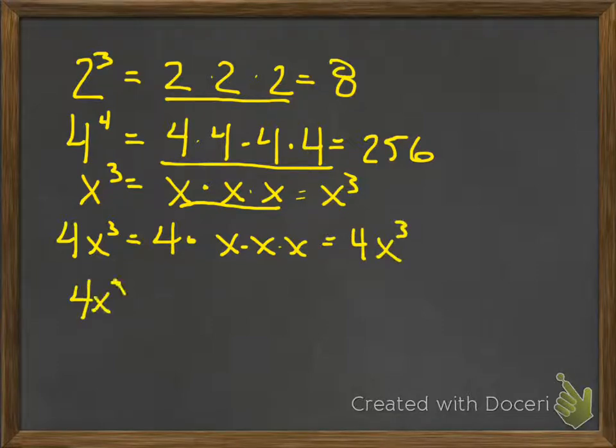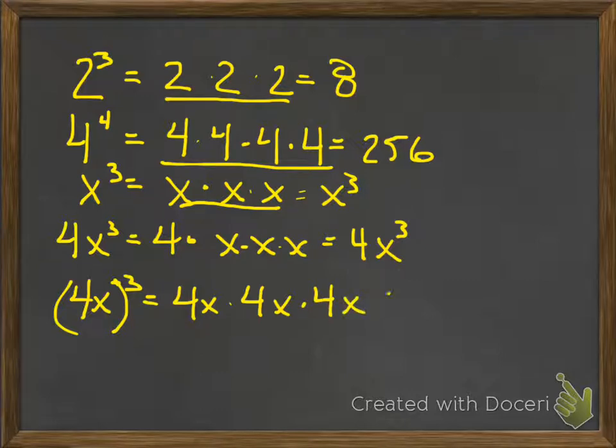But notice the difference between that and when I put it in parentheses. Now when I say (4x) raised to the third power, however you want to think of it, that means 4 times x times 4 times x times 4 times x, which is 64x to the third power. So a completely different meaning there. So kind of keep that in mind.